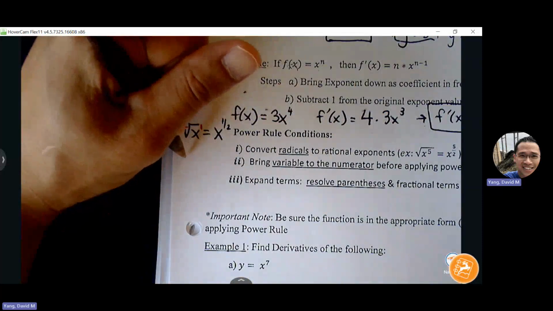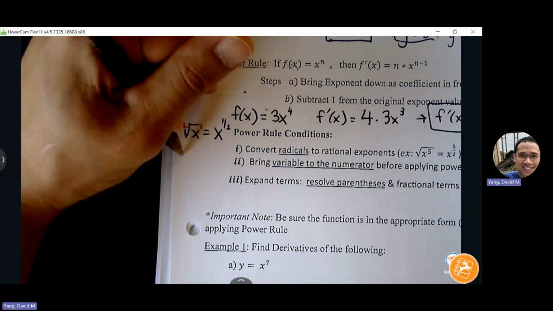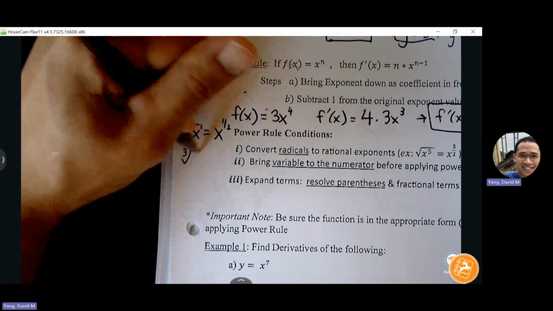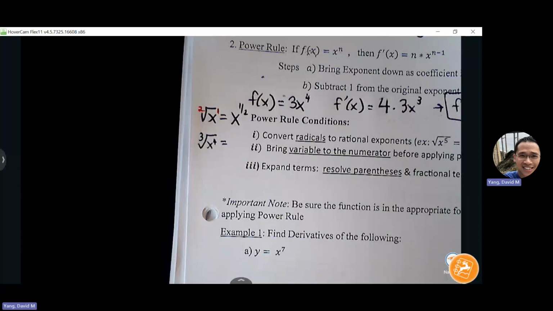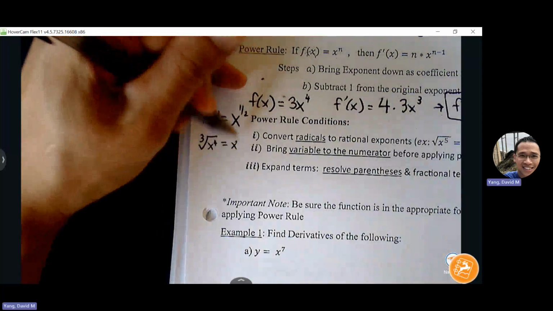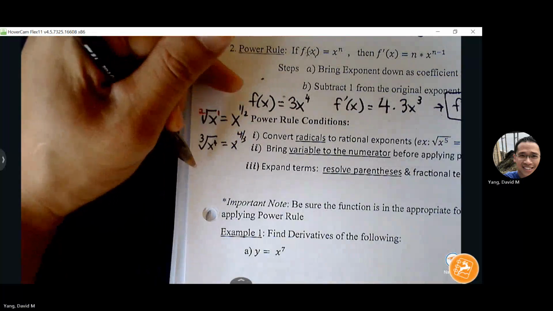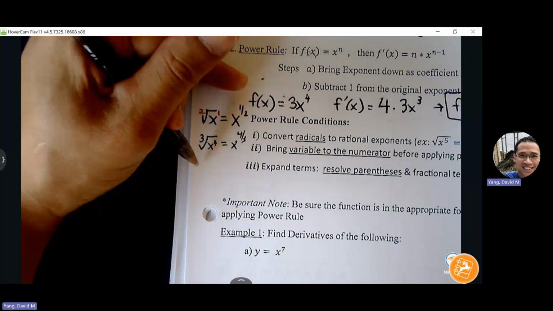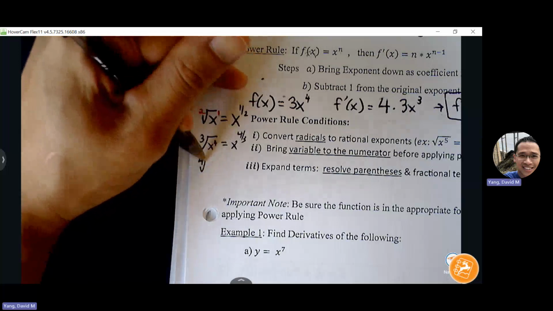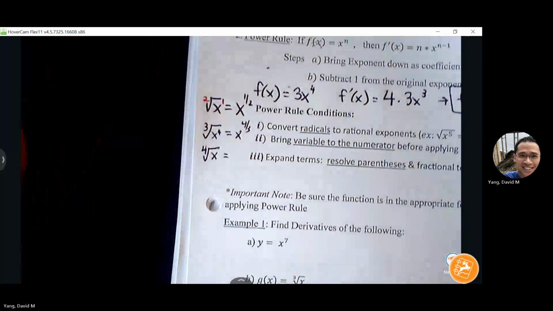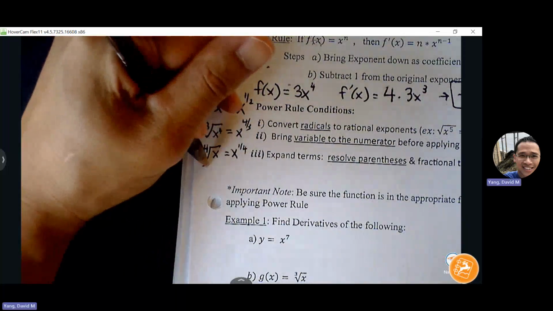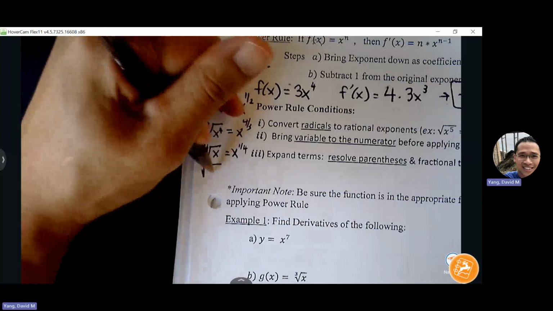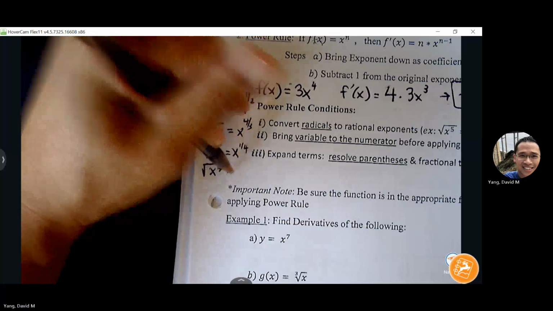What if I have cube root of x to the 4th? How can I rewrite that as a rational exponent? x to the 4/3. Right. What if I had the 4th root of x? x to the 1/4. What if I had the square root of x to the 7th?